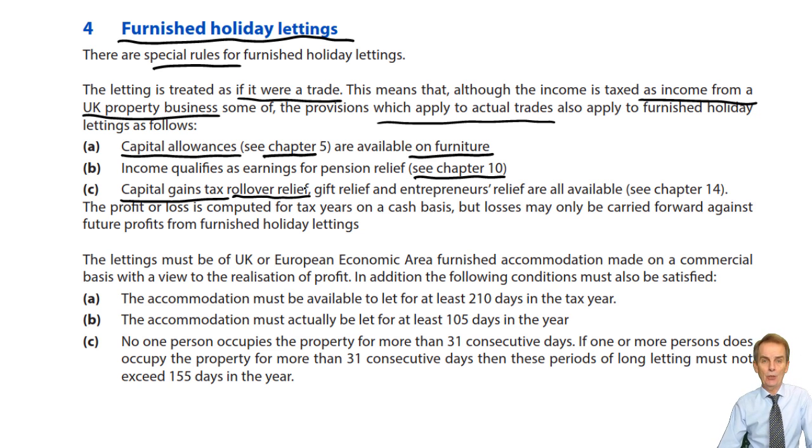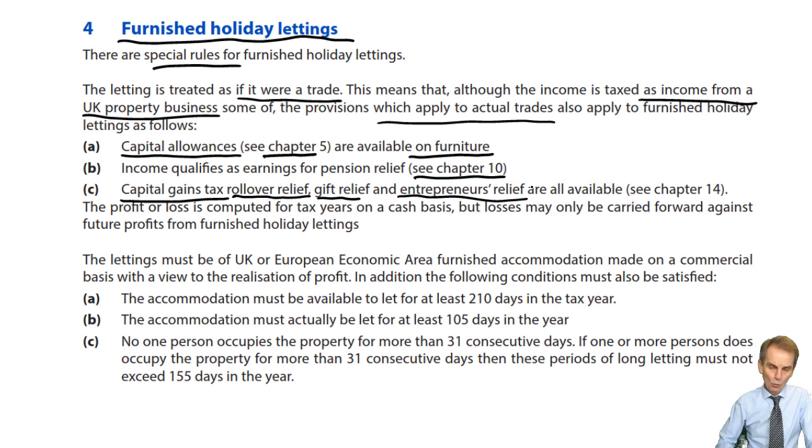So again, it's a plus point. Capital gains tax, rollover relief, gift relief, and entrepreneurs relief. Now, there's a handful in terms of reliefs there. Hugely important to us in the context of the syllabus, but that awaits us in Chapter 14.